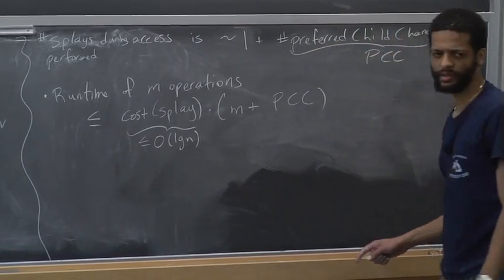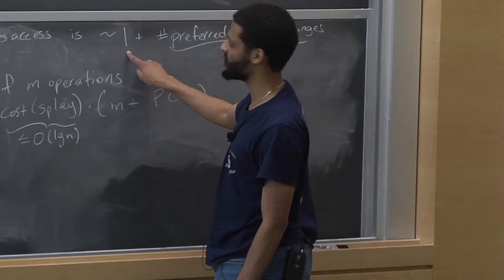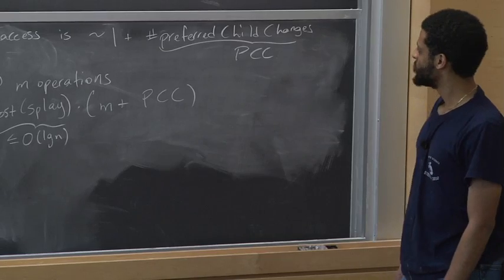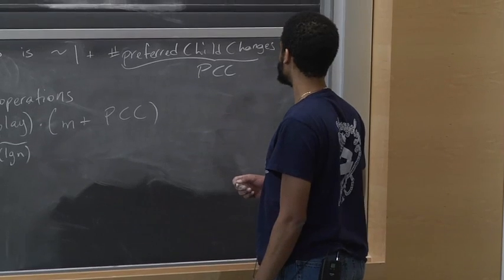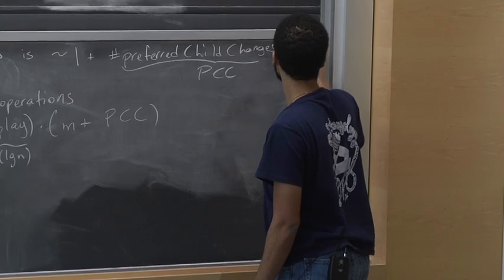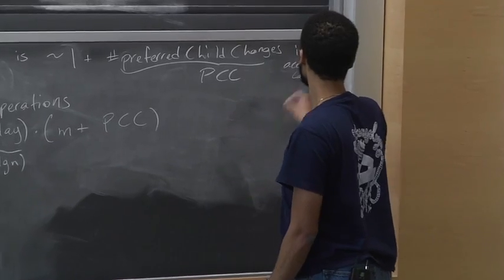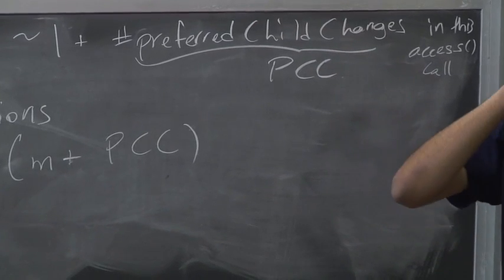Wait, what's your question? Why is there an M there? So I just summed over all operations, so this 1 became an M. Yeah. So let's say preferred child changes in this access call. Whereas this is the total number of preferred child changes across the entire sequence of M operations.